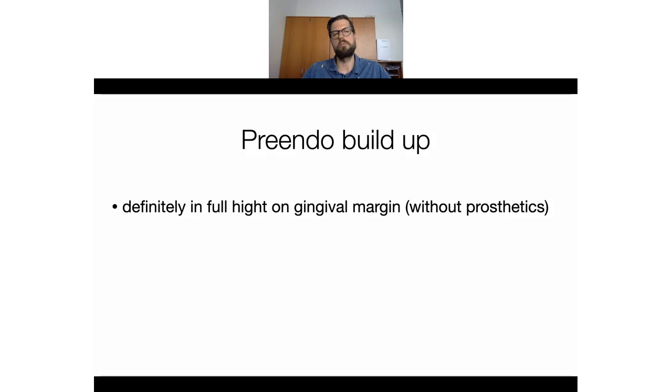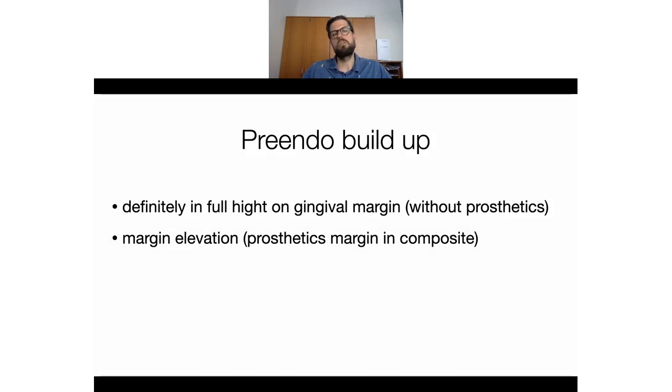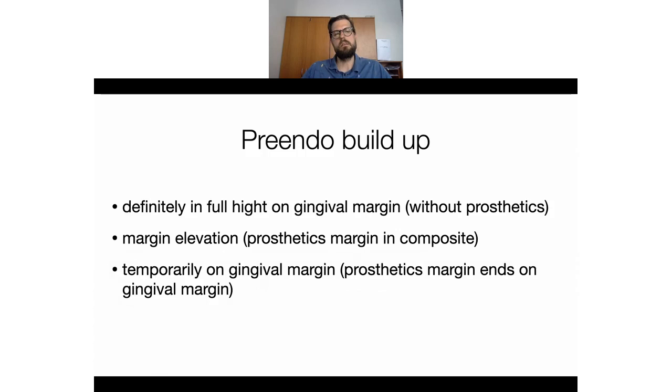The other thing is that we can do margin elevation. So we elevate the margin from the deep area a little bit over the gingiva, and then we can take a full ceramic crown and cement it on the composite. That's no problem. So, margin elevation. Then we can have the situation where we do the pre-endo to the gingival margin only temporarily. So we know that after the endo treatment we will prepare the tooth for a crown and go deep to the gingival margin, and the crown will be on our gingival margin. And when I say this, I mean all adhesive. So no amalgam, no other products, only composite.